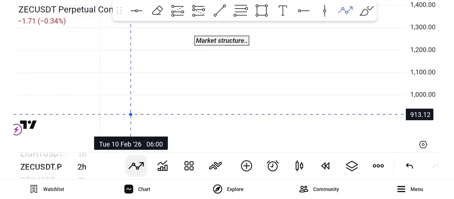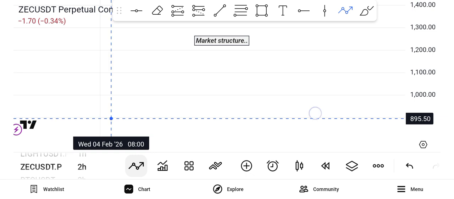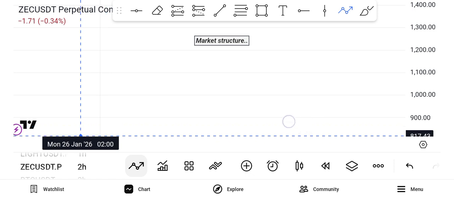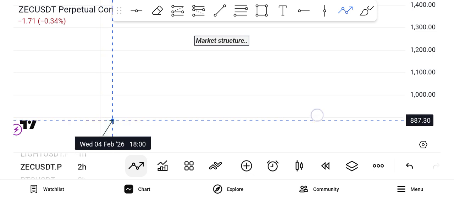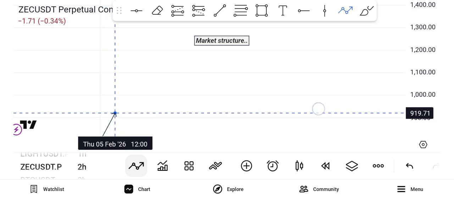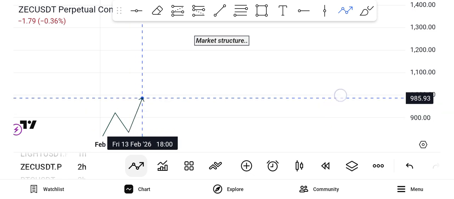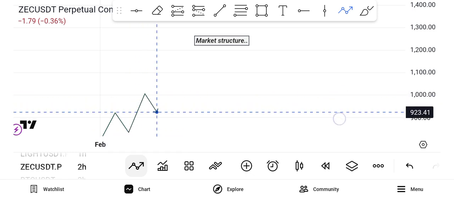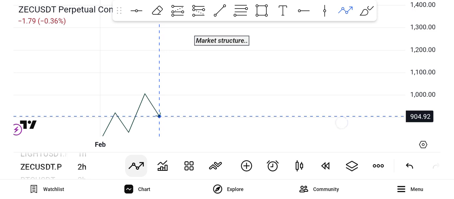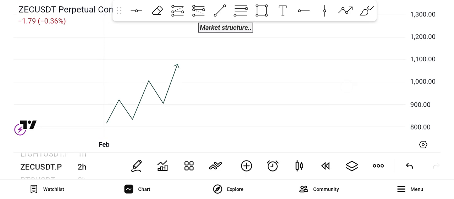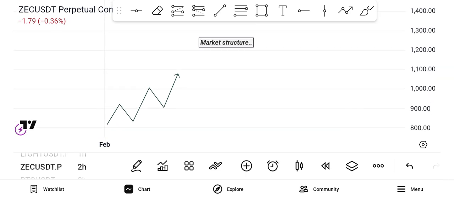So for an uptrending market, this is when the price of any given asset you are trading is going higher and higher. Let's say we have something like this on BTC or any other pair: high, low, high, low. In this case, the market is giving us bullish momentum.